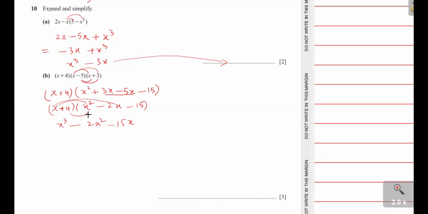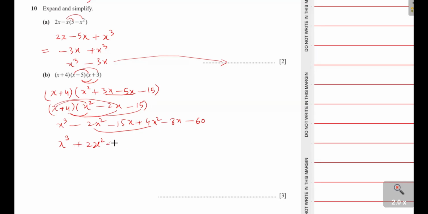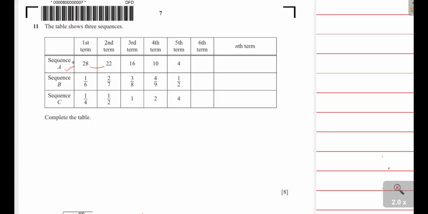Next, we will multiply by 4, we get plus 4x square, and then minus 8x, and then 4 times 15 is 60, we write minus 60. And x cube we write as it is, and this minus 2x square plus 4x square, it becomes 2x square. Minus 15 minus 8, this value becomes minus 23x. And next, minus 60 we write as it is. This is the answer.